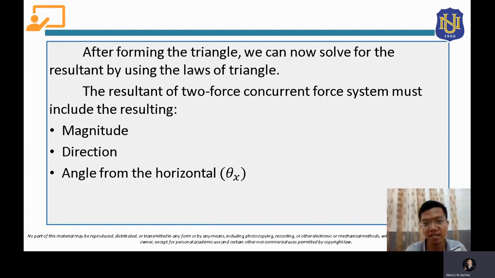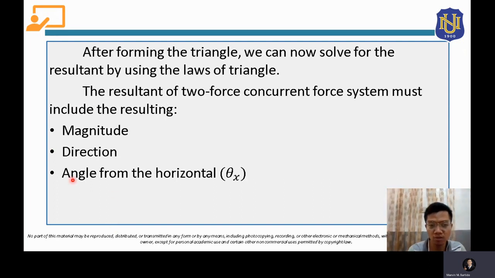After forming the triangle, we can now solve for the resultant by using the laws of triangle. On the succeeding slides, we're going to recall the laws of triangle that we can use to solve for the resultant of a two concurrent force system. The resultant of a two concurrent force system must include the resulting magnitude, direction, and angle from the horizontal.